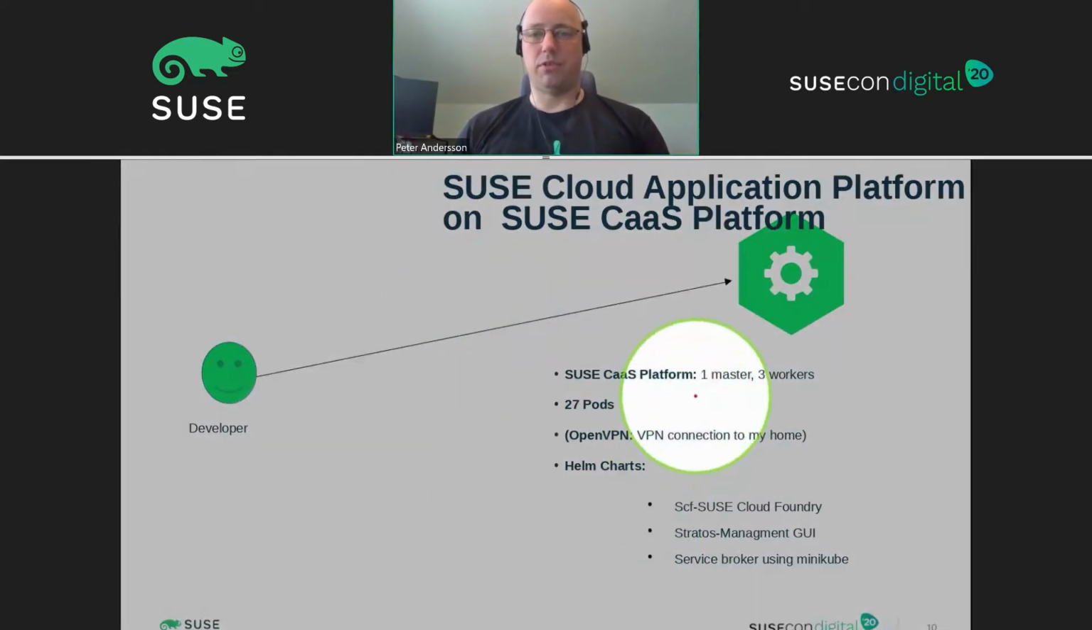The platform consists of 3 or 4 systems: 1 master and 3 workers, 27 pods. As this session was planned to be run remotely during SUSECON in Dublin, I had planned to have a VPN connection to my home, but I skipped that, so that's why it's in parentheses. I deployed it by using a couple of Helm charts, so I'm going to talk a little bit about that and show what I've done, using Stratos as the management GUI. I'm going to demonstrate that as well, and I'm also using a service broker using Minikube.